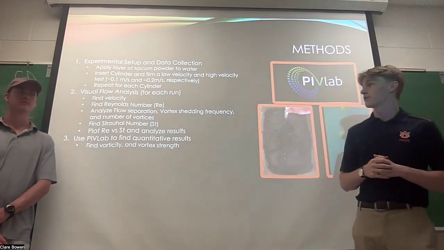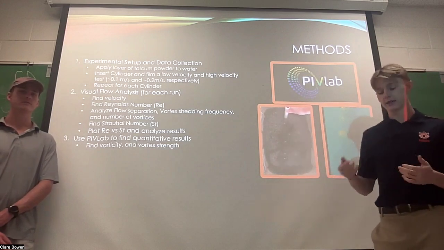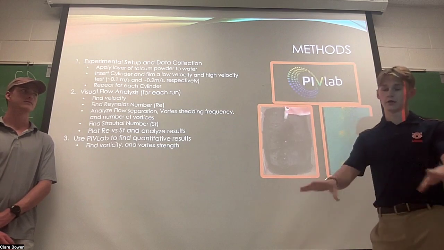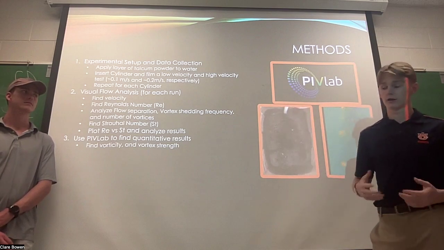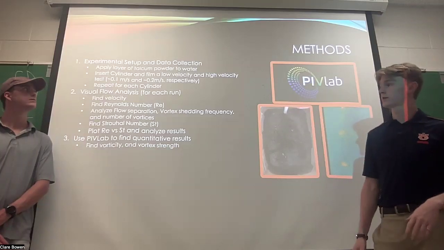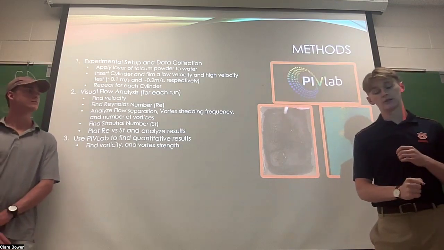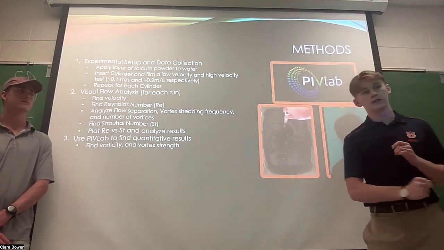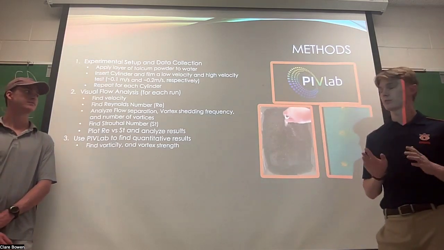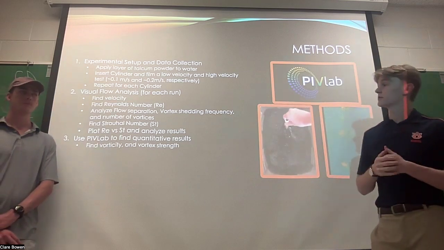So for our methods, first we had our experimental setup and data collection. We took the talcum powder, baby powder, and sprinkled it on the top very slightly, making sure to get a uniform distribution of the baby powder across, and also making sure that the blue ink is uniformly mixed inside the flow before doing this. Once that was finished, we took each cylinder, inserted it into the flow, and moved it in a slow case and then a fast case through the tub. What we were trying to target was about 0.1 meters per second and 0.2 meters per second, respectively. And we did this for each cylinder.